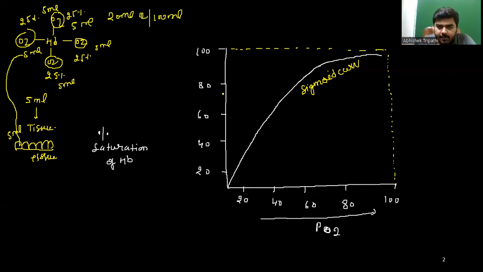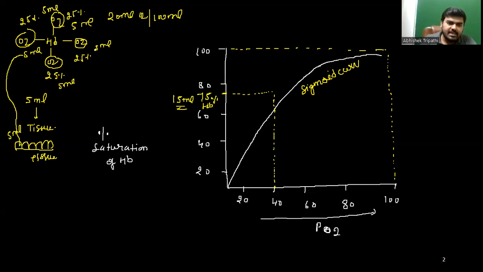So here, the percentage saturation of hemoglobin is 75% hemoglobin saturation. If 5 ml of oxygen is transported out of 20 ml, the remaining will be 15 ml. So this is 15 ml of oxygen, with 75% hemoglobin saturation, and the partial pressure of oxygen will be 40. Is that clear or not?